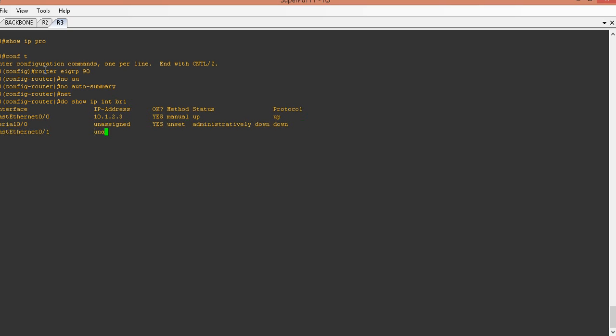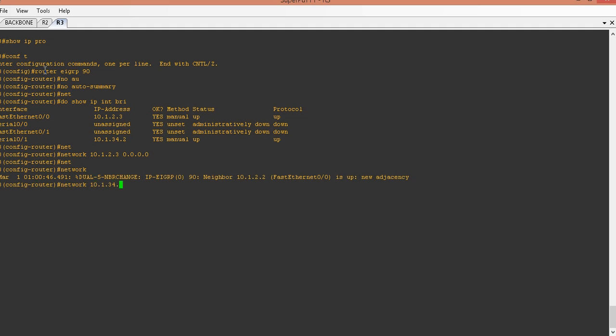Let's move on to router 3. So show IP protocol to confirm that there is no protocol running. So I go to the global configuration mode and router EIGRP 90, no auto summary, and then which network? Let's do show IP interface brief. Okay, this will tell us that we need to give two networks, then 10.1.3.3 and to be specific, specific wildcard mask, then 10.1.34.2.